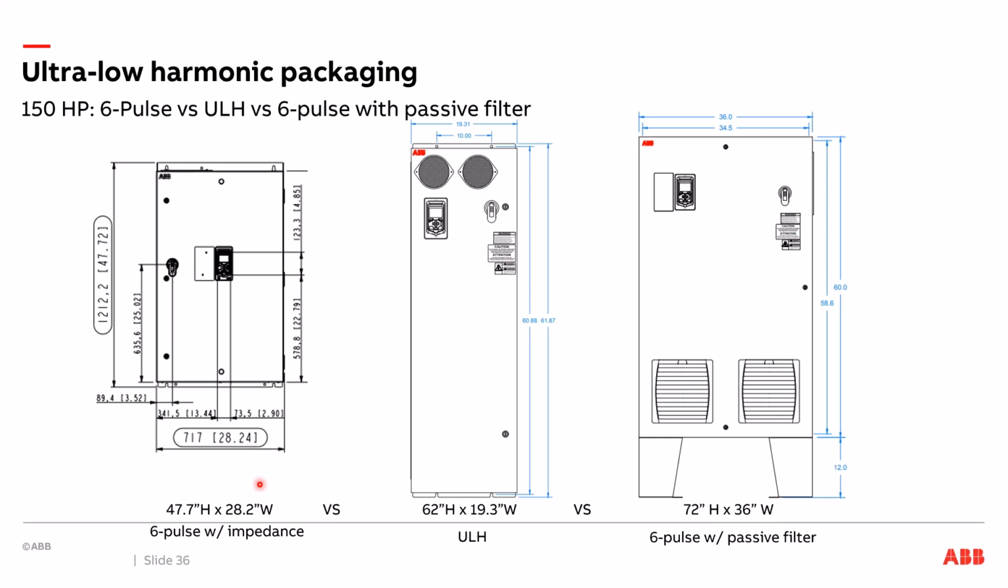Lastly, I will show a 150 horsepower example. In this case, my 6-pulse drive is 28 inches wide. It's a little wider box. And the active front end drive ends up being smaller because it went with a tall, skinny box for our standard solution here. So again, ultra low harmonic drives do not add a bunch of physical size and space requirements when you're looking at a standard solution like a drive with a disconnect.